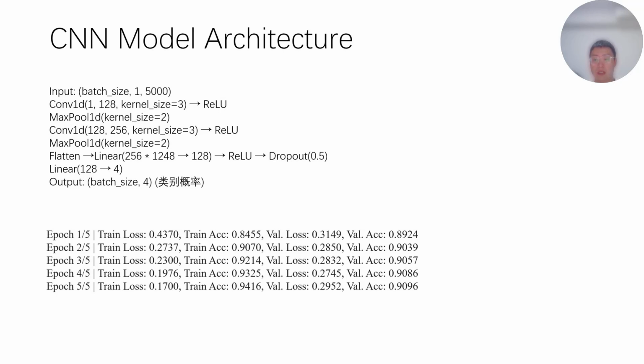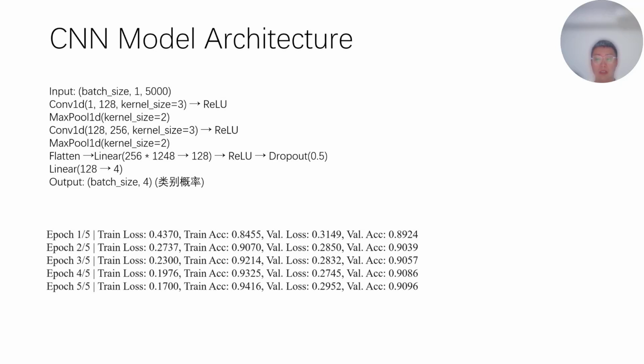There is also an activation function and a max pooling layer for the convolutional layer, to reduce the size of the features and improve the model's calculation efficiency. For the second convolutional layer, the number of input channels is 128. The number of output channels is 256, which allows deeper feature extraction. And the convolutional kernel size is 3.